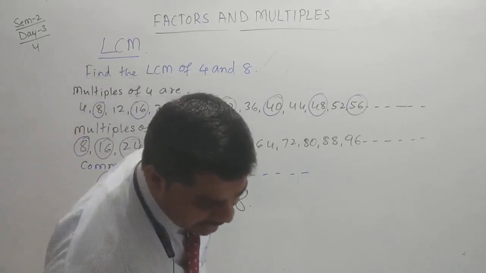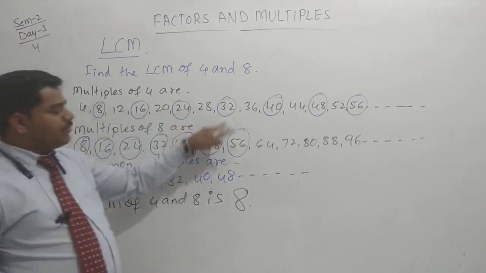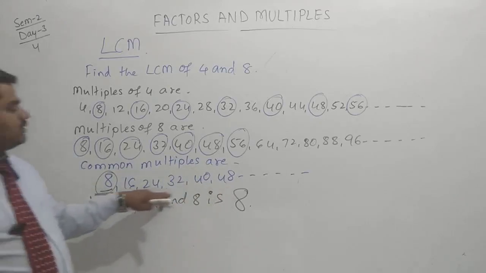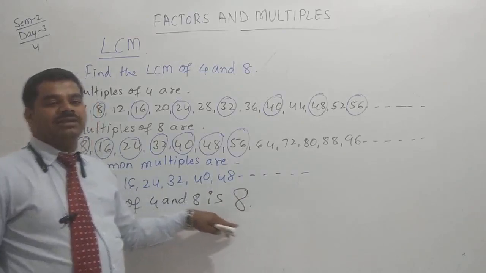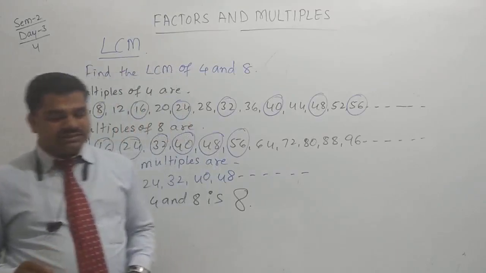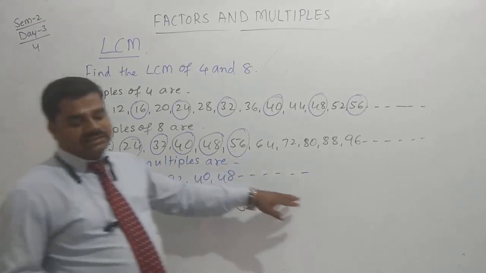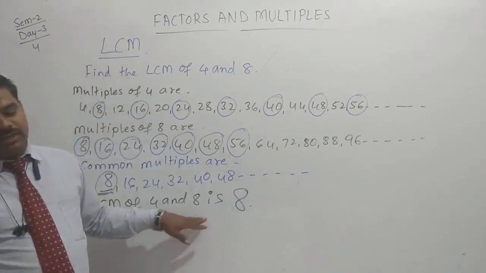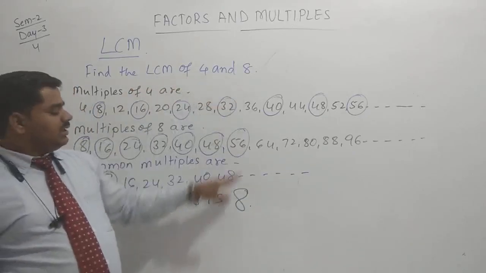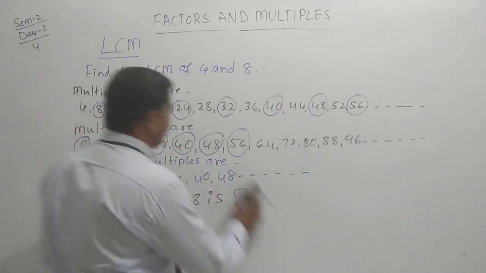Here 3 steps are there. First step to find the LCM: list the multiples of the given numbers. Then list the common multiples. Then the third step is to choose the smallest common multiple. That's given in your textbook: list the multiples of all the given numbers, identify the common multiples, and write the least common multiple. Here only 2 numbers are given. The LCM is 8. Clear? Now we will see an example if 3 numbers are given.